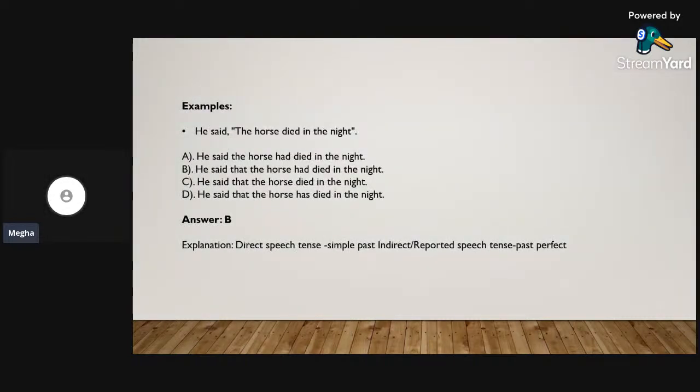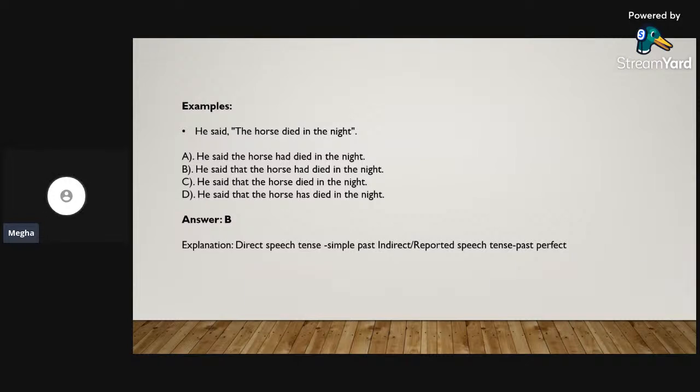Okay. So, let's see one more example. He said the horse died in the night. So it is past tense, simple past, correct? So let's see the options. Option A, he said the horse had died in the night. See how the statement has been changed. Option B, he said that the horse had died in the night.